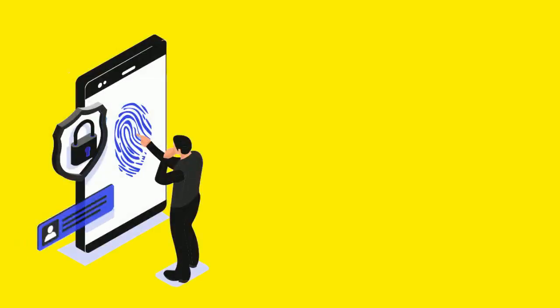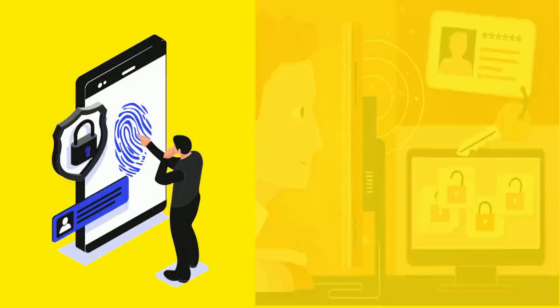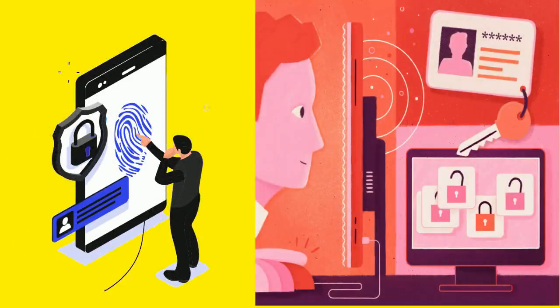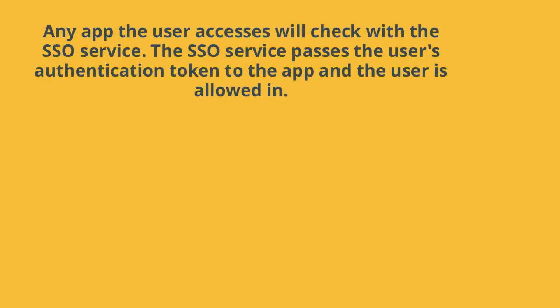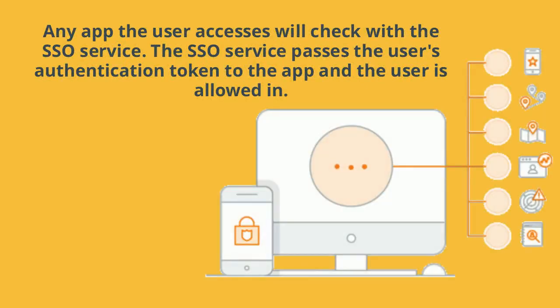Whenever a user signs into an SSO service, the service creates an authentication token that remembers that the user is verified. An authentication token is a piece of digital information stored either in the user's browser or within the SSO service's servers, like a temporary ID card issued to the user. Any app the user accesses will check with the SSO service. The SSO service passes the user's authentication token to the app and the user is allowed in.